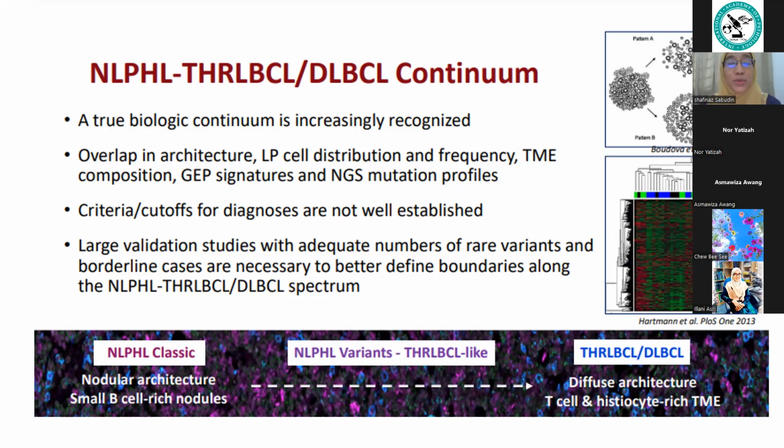However, it is important to note here that no cutoff criteria for the diagnosis have been established so far. So more studies with large numbers of rare variants and borderline cases are needed to better define these boundaries, so that we can better distinguish between nodular lymphocyte predominant Hodgkin lymphoma, T histiocyte rich large B-cell lymphoma, and the LBCL spectrum.